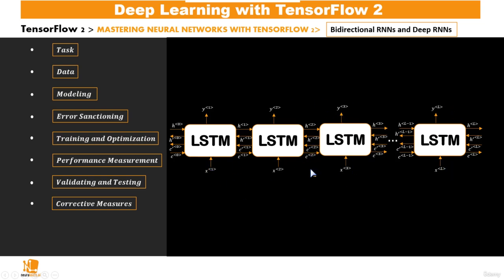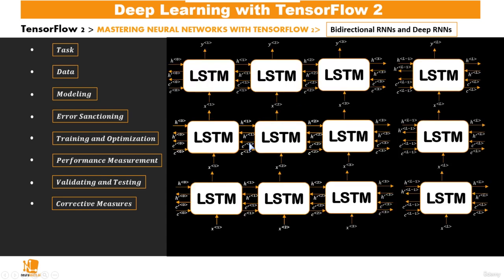So this is what bidirectional models look like. We now have to back propagate this. So instead of just forward propagating, now we can also back propagate.